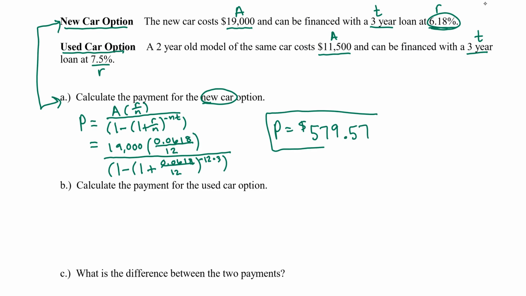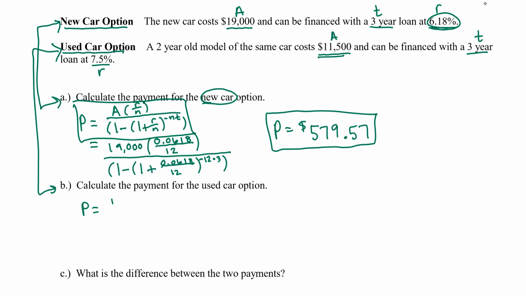$579.57 for that new car option, and that's a 3-year short-term loan. Now let's consider the other option. Let's look at our used car option. We're still using this same formula, so I'm going to keep my eye on that, and we're going to plug in our new values. This time the amount of our loan is $11,500.